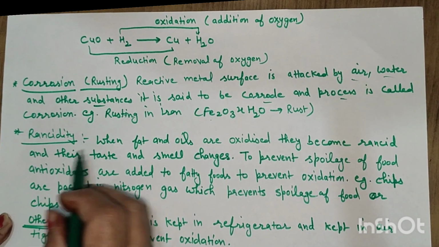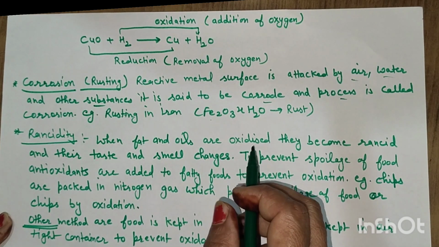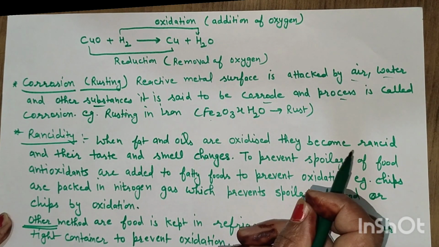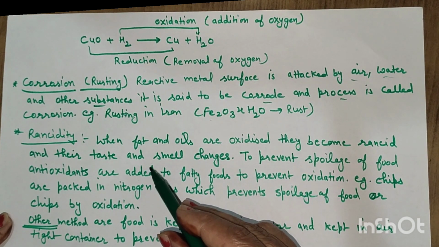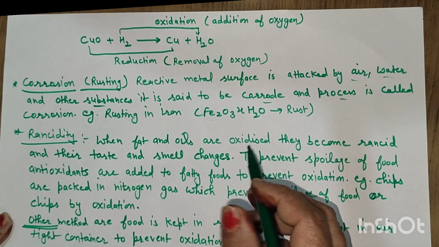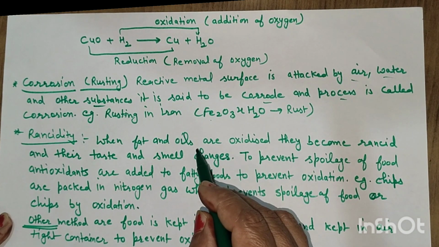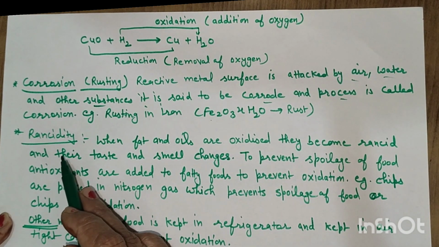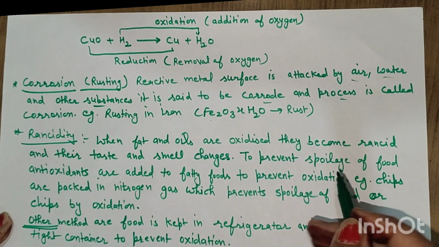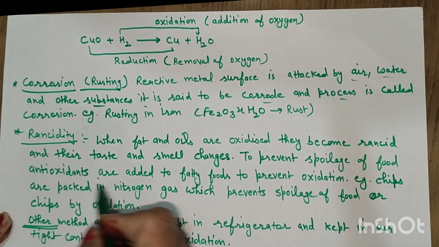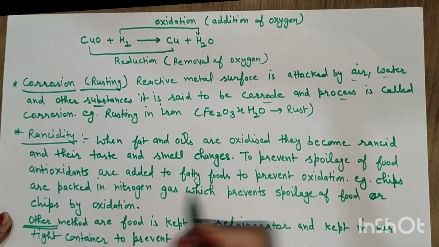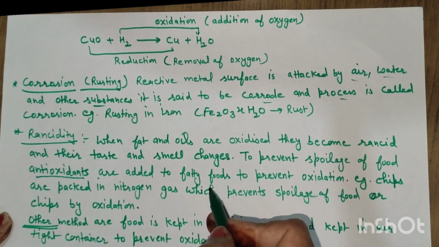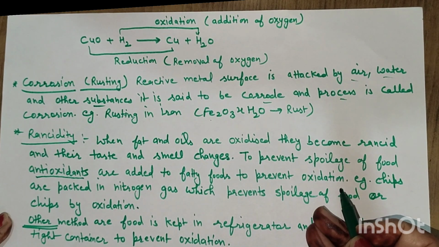Rancidity. When fat and oil are oxidized, they become rancid. Means they produce different types of smell and different types of taste. Their taste and smell change due to the oxidation of fat and oil, and that process is called rancidity. To prevent the spoilage of food, antioxidants are added to fatty food to prevent oxidation.